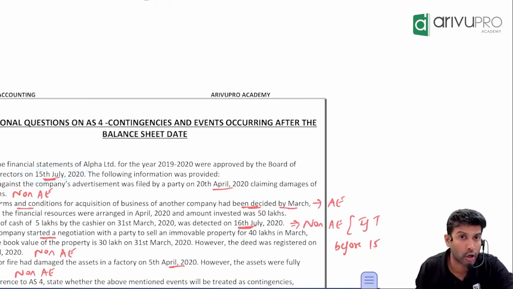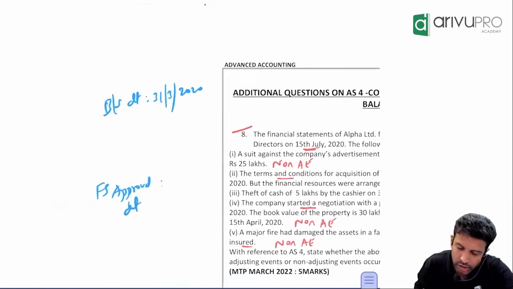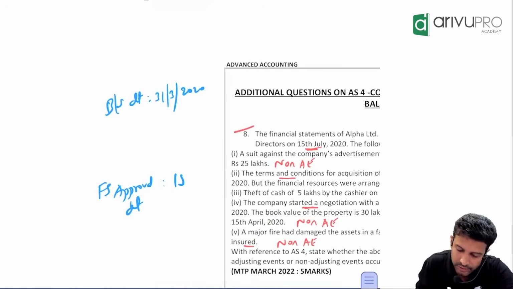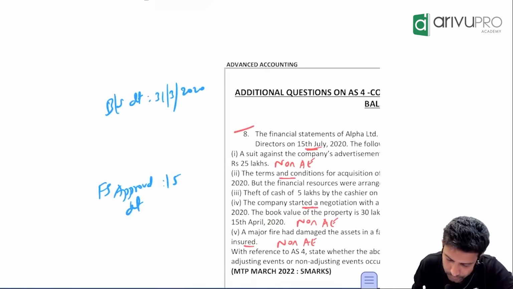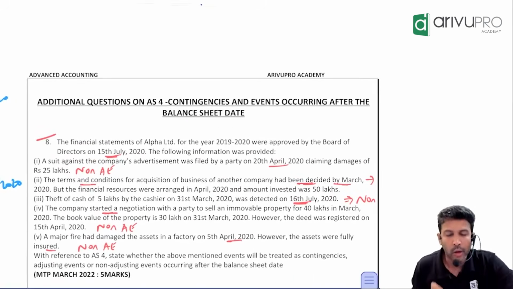Sir, who should approve it? Not shareholders, board of directors. The onus is not on the shareholders, it is on the directors, because preparation of financial statements is whose job? Directors. So here the cutoff window is financial statement approval by directors, 15th July 2020.